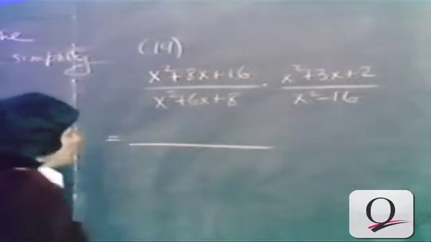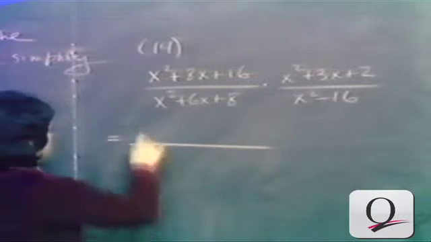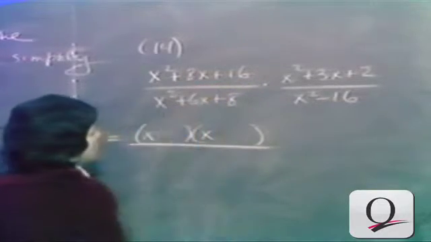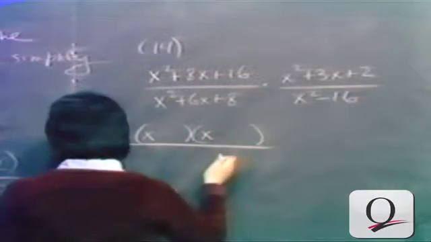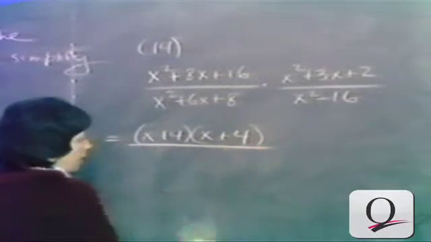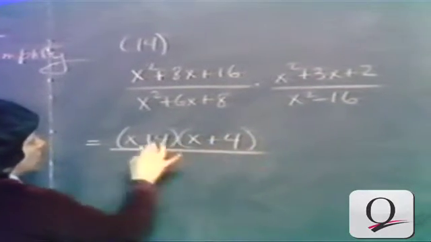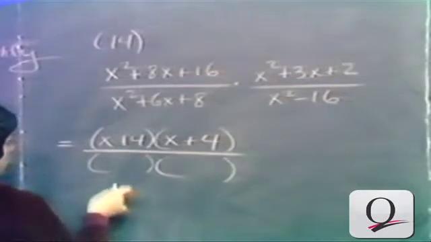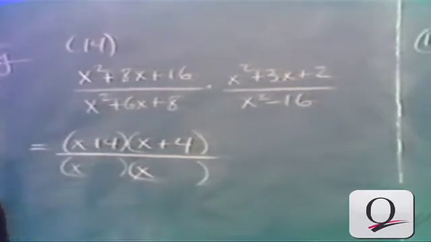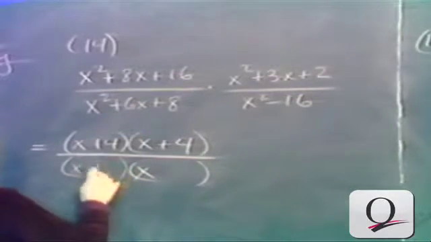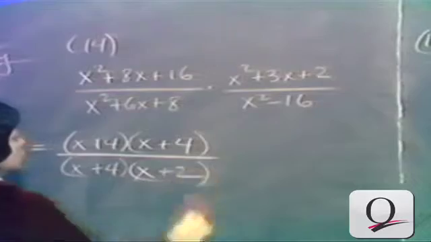Upstairs there are no common factors other than 1, so we try to write it as a product of two binomials. We're looking for two numbers which multiply to plus 16 and add to plus 8, and they would be 4 and 4, x squared plus 8x plus 16. Downstairs, also no common factor other than 1. So we look to find two numbers which multiply to plus 8 and add to plus 6. Plus 4 and plus 2 will do it.